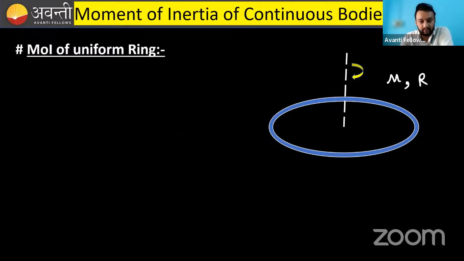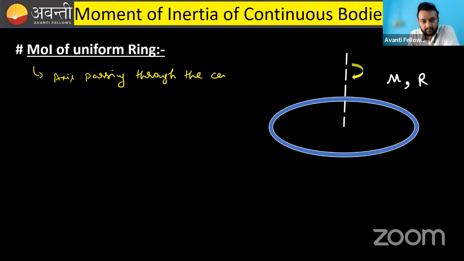The next thing that you need to remember is the moment of inertia of a uniform ring. Again, you need to identify the axis. The axis in this situation is the axis passing through the center and perpendicular to the plane of the ring.